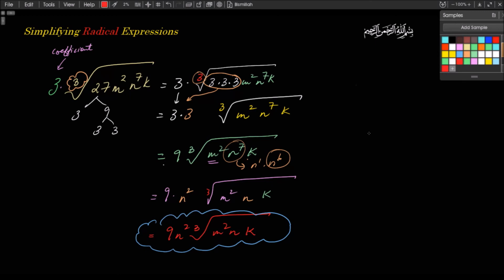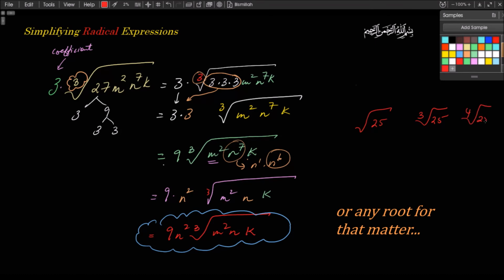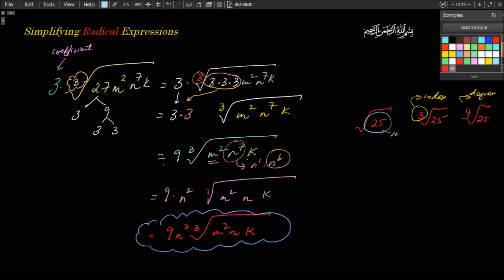So in summary, what we have learned here are important things. I first suggested that you can take a square root of 25, but then you can also take a cube root of 25, and you can also take a 4th root of 25. I've also suggested to you that this is called the index, and sometimes that's called the degree. The whole thing is called the radical, and whatever's inside, that's called the radicand.